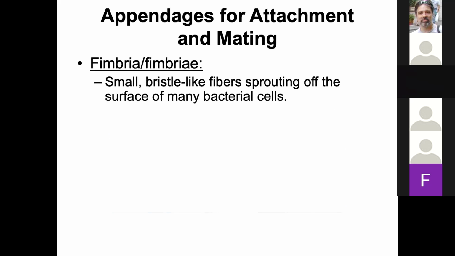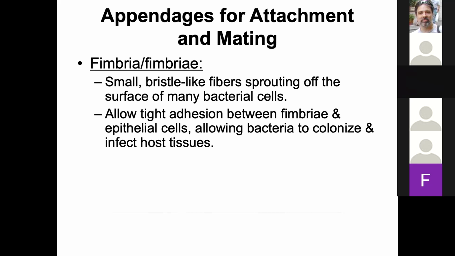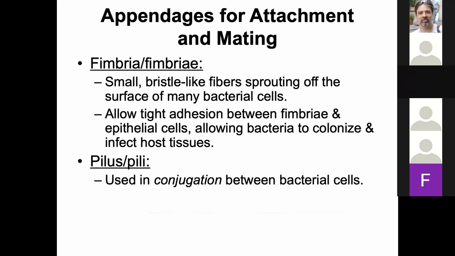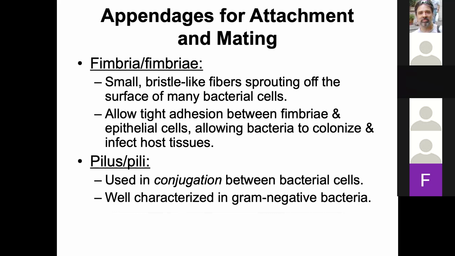Now, fimbriae are basically for attachment. I don't know if you've ever had something that seals with Velcro, but that's basically what this is like. They allow the bacteria to cling to a surface and then grow on that surface and colonize it. The pili are hollow tubes through which genetic material can be passed.